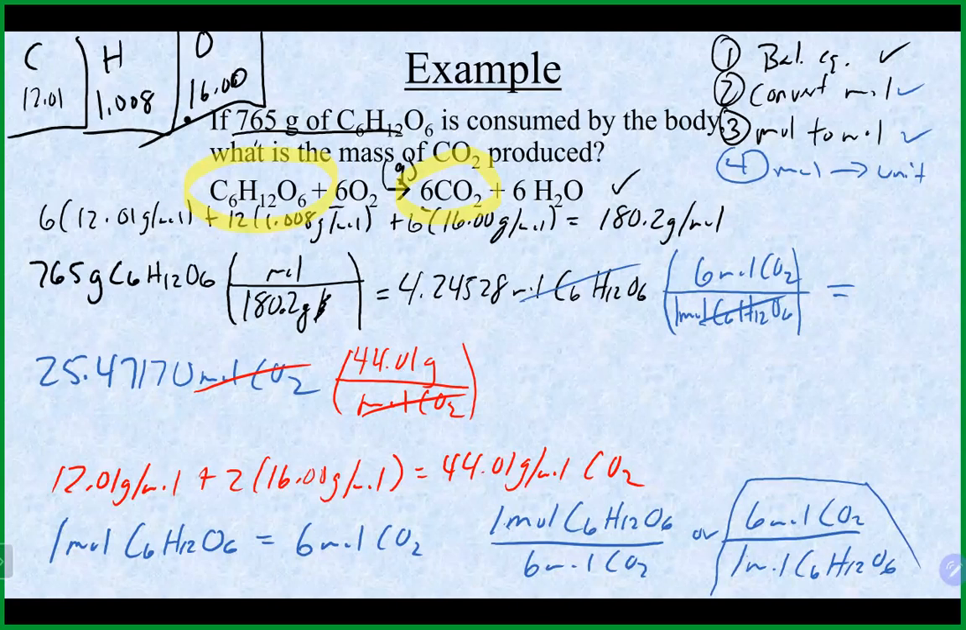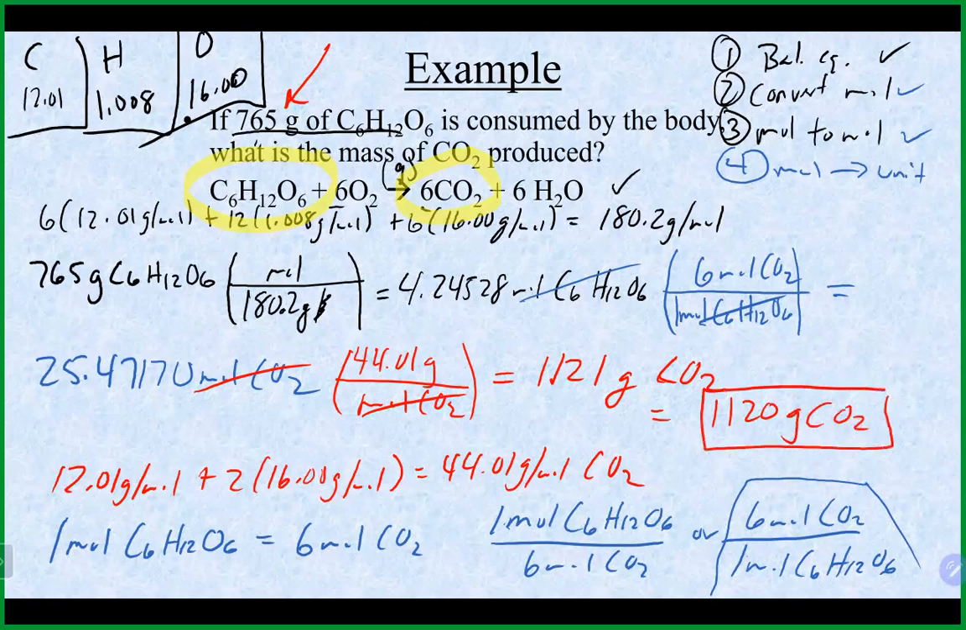Going to give us on the calculator here 1121 grams of CO2. Now, if we're looking at sig figs, once again, we got 3 there, so perhaps 1120 grams of CO2 would probably be appropriate here. Question on any of those steps?